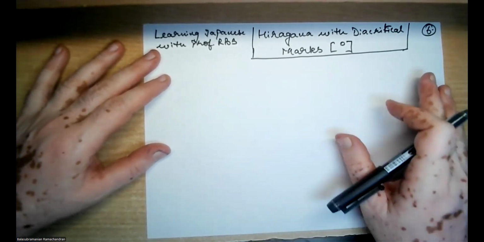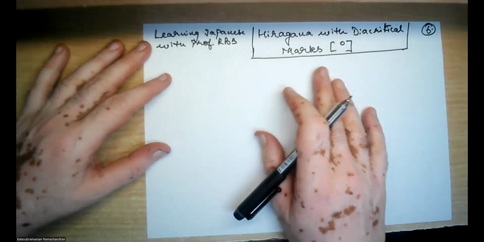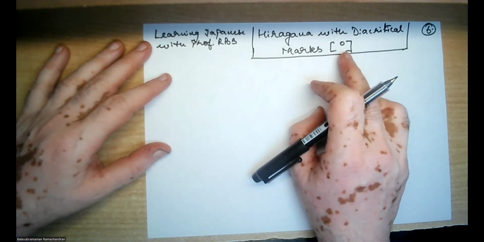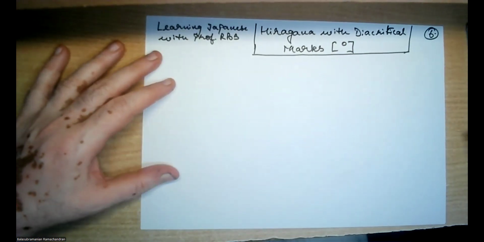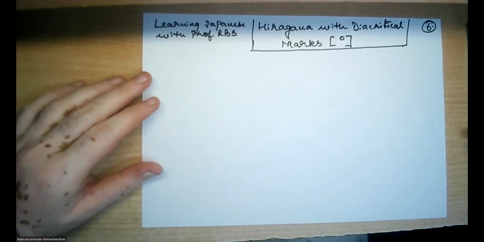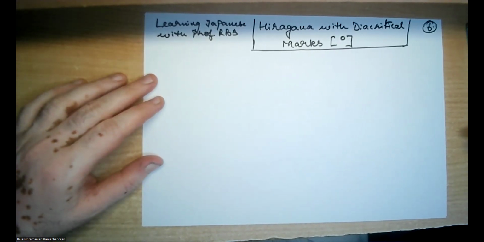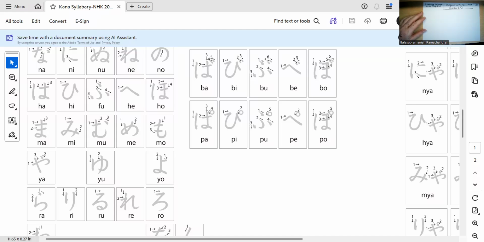So, dear students, I have taken a fresh page and we are going to look at hiragana with diacritical marks. And then actually you have only one, you have 5 letters in this series. Okay. So let me just share screen with you.